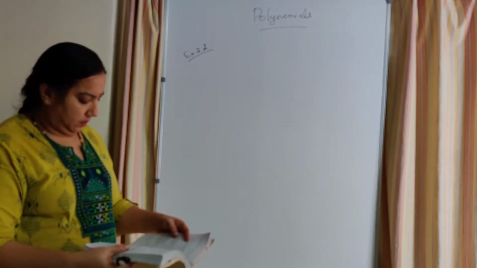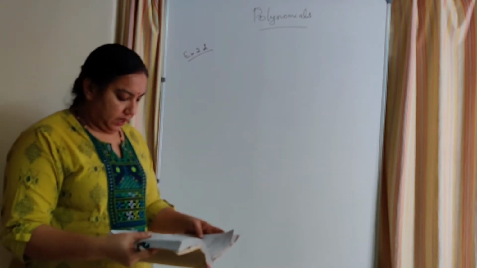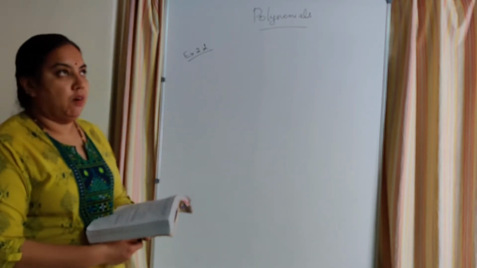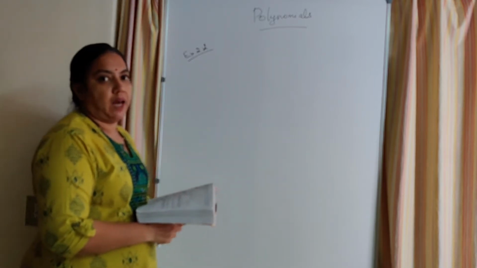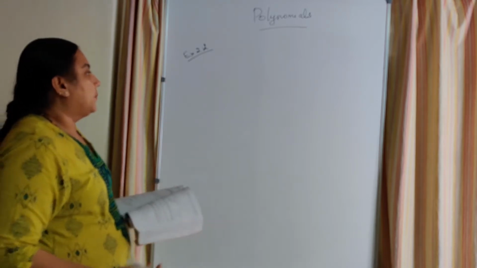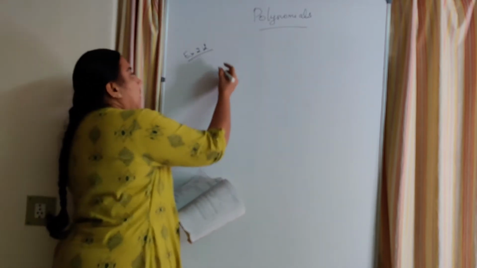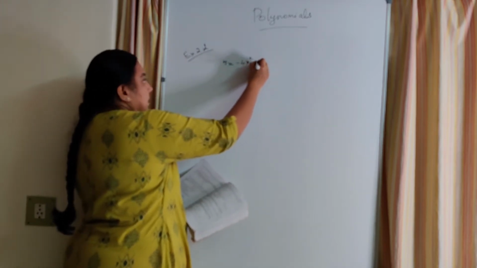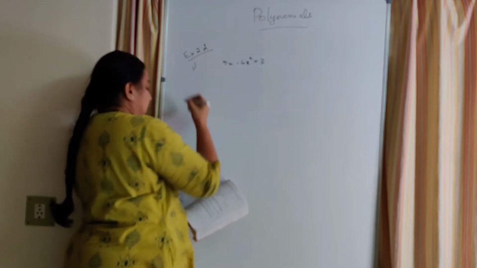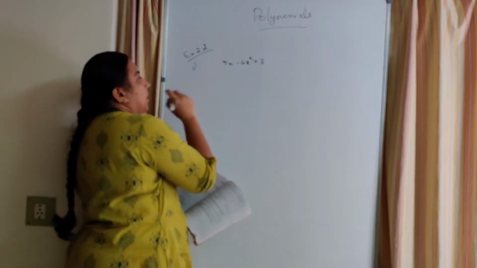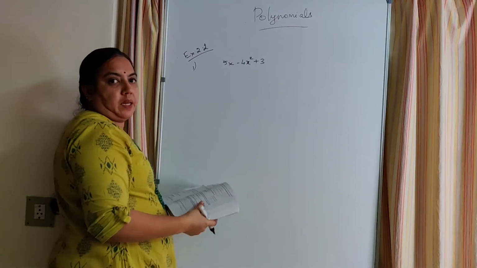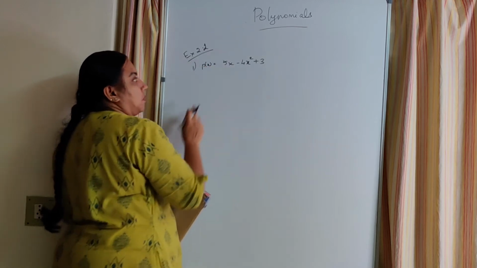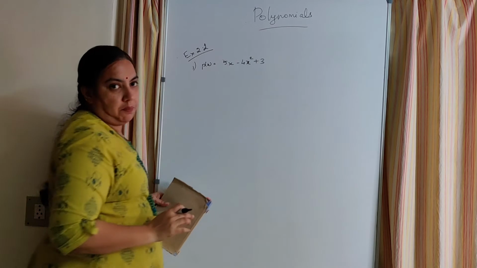The first sum, find the value of the polynomial 5x minus 4x square plus 3. In that, value of a polynomial. First you have to understand what is called a value of a polynomial. Here the polynomial given is 5x minus 4x square plus 3. This is the first sum. I usually represent any polynomial in this format. P of x is equal to, and we write down the polynomial.